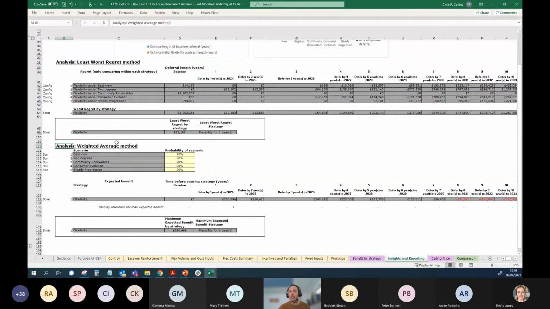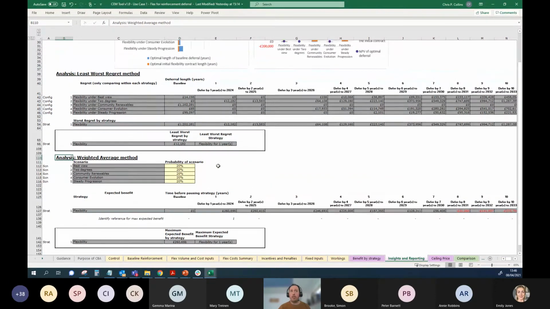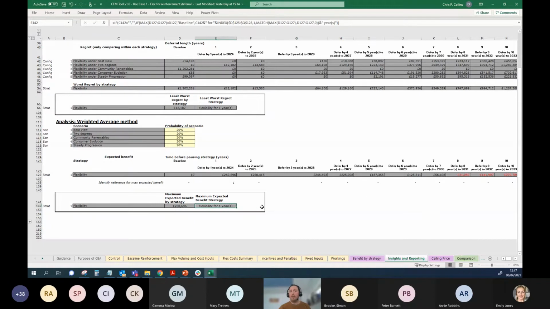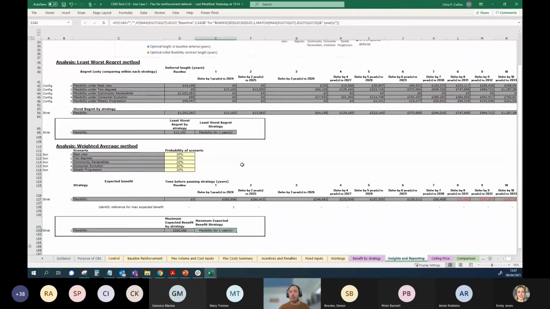The weighted average method does pretty much the same thing, to be honest. It's just, rather than using a least worst regret calculation, it's just done on weighted averages. So the DNO can put in some indicative probabilities that they want to assign to these scenarios, and similarly, it will give you an output that says, if you believe those probabilities, what is the strategy that gives me the best expected outcome? So very similar concept, but one's on an expected outcome basis and one's on a least worst regret basis.